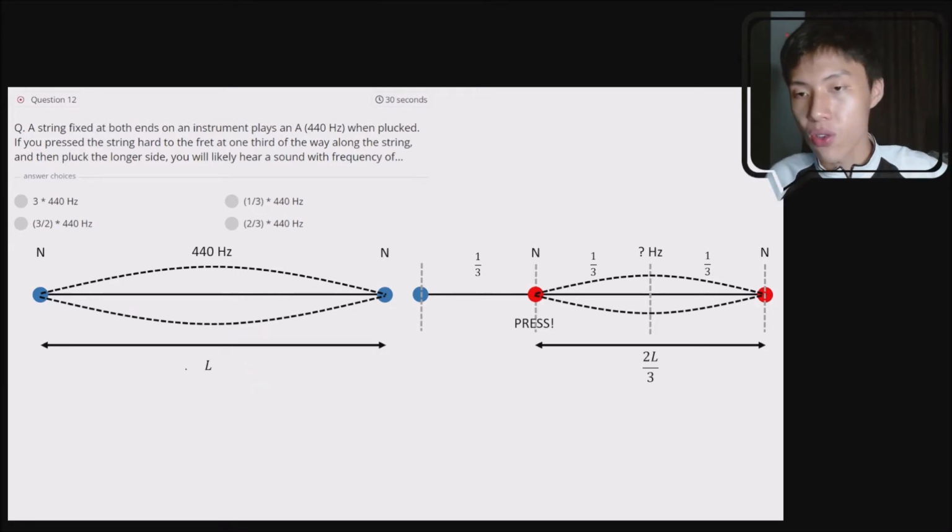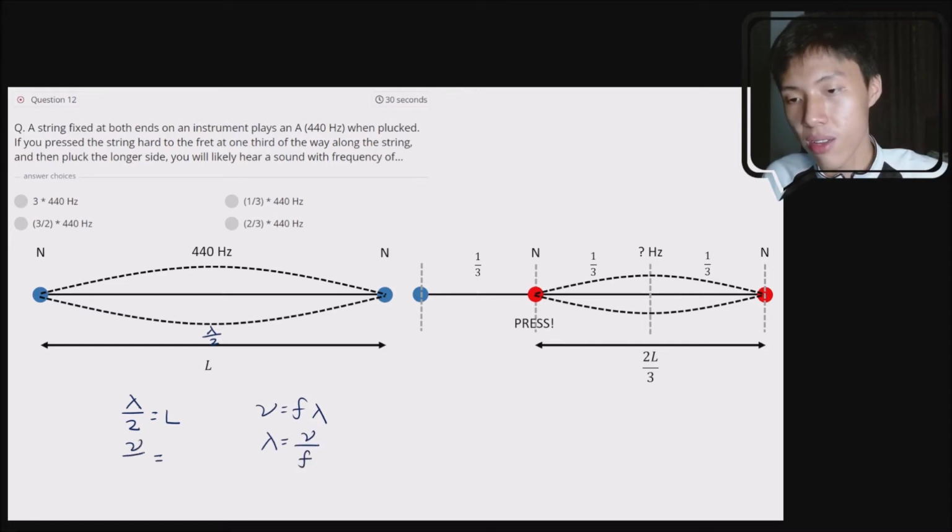Okay, so you know that here there's two nodes, so you know that the distance between two successive nodes must be lambda over 2. So you know that this distance here is lambda over 2, so lambda over 2 is equals to L. Lambda, you know V is equals to f lambda, therefore lambda is also equals to V divided by f. So you can substitute V divided by 2f equals to lambda.